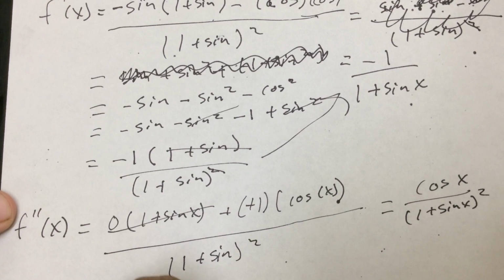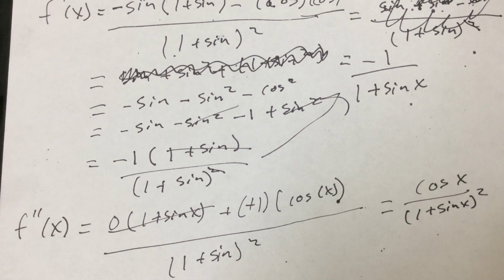X intercepts. So here we're going to use the unit circle. Think about where, because we want our top to be 0, so where is cosine 0 at? Well, cosine is 0 at pi over 2.